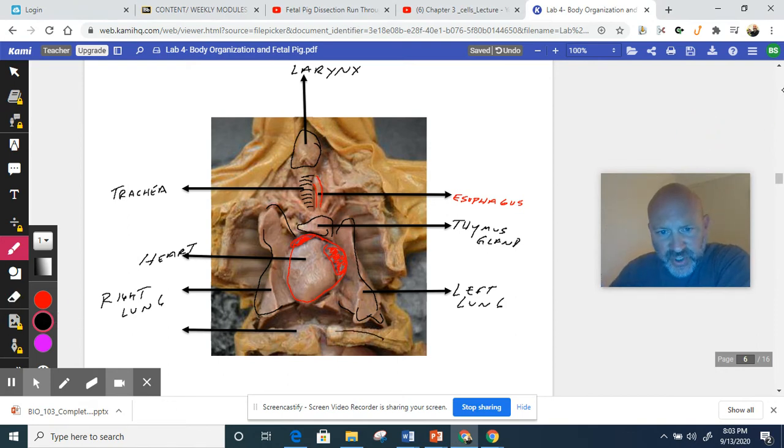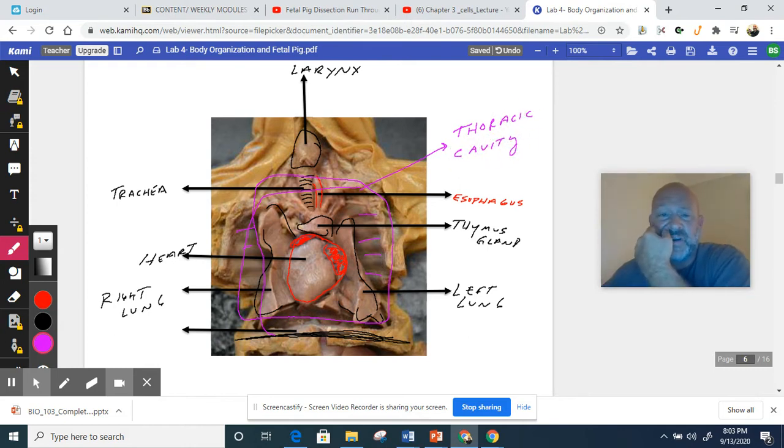And then we have this big sheet of muscle here that separates this whole cavity. Remember, I told you this whole cavity that houses these organs, this whole space, is protected by the ribs. You can see the ribs in here. This whole cavity is called the thoracic cavity.